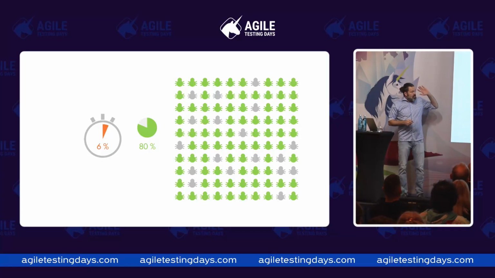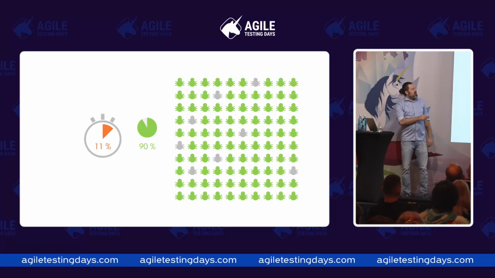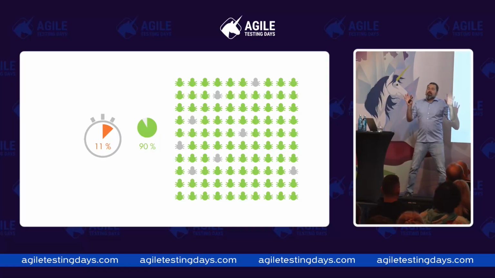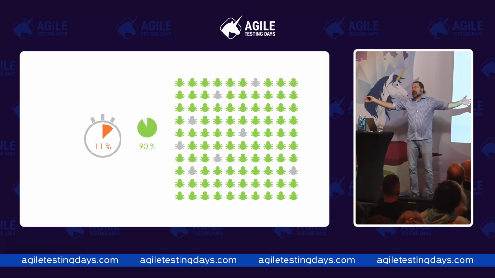And through all the different systems we analyze, on average, in 6% of the time it takes to execute the entire test suite, we find 80% of the bugs, and in 11% of the time, we find 90% of the bugs. Obviously, not 90% of all the bugs, but 90% of the bugs that the entire test suite would find.